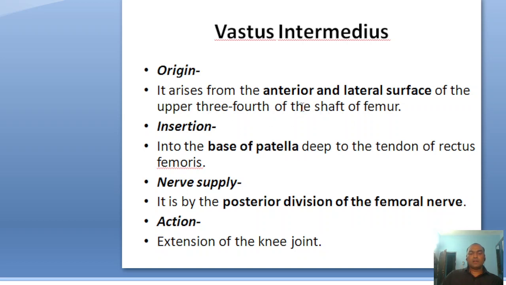So, the maximum part of the anterior and lateral surface of the femur. It is inserted into the base of the patella, deep to the tendon of rectus femoris. So the rectus femoris tendon lies superficial and the vastus intermedius tendon lies deep to the rectus femoris. It is also supplied by the posterior division of the femoral nerve. Action: it is also an extensor of the knee joint.